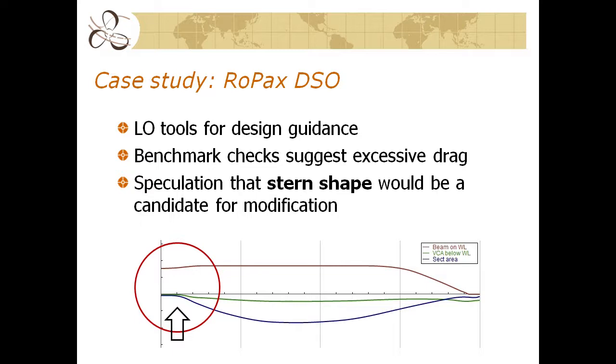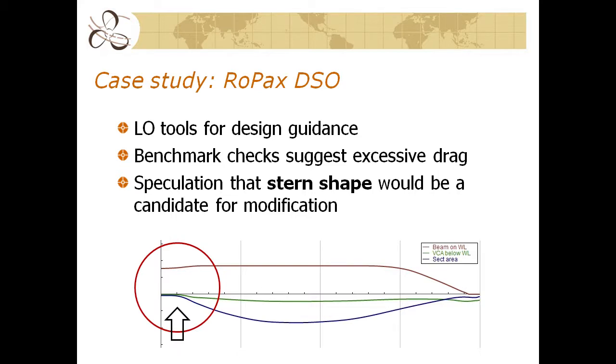So we started to look at the hull itself, and the design was interesting. It was basically a shorter vessel that the owner mandated just to put kind of a tail onto a volume in order to get more lane space for the trucks. And it resulted in a sectional area curve that looked like this, very flat. There was this inflection in curvature. And we speculated that was probably a candidate for modification.